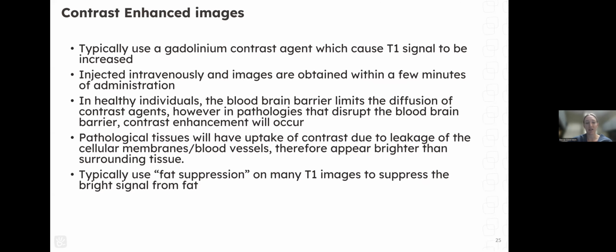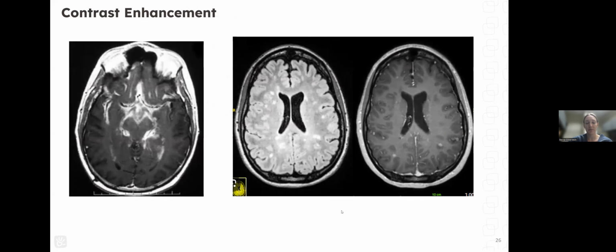You also have fat suppression on many of these T1 images to suppress that bright signal from fat. Again, because on T1, it will be bright. So these are some pictures of some abnormalities here on the left-hand side. You're looking around the basal cisterns, the midline structures here, and you see all these hyperintensities surrounding blood vessels, and that was an indication of a meningitis, probably a fungal meningitis. So very bright.